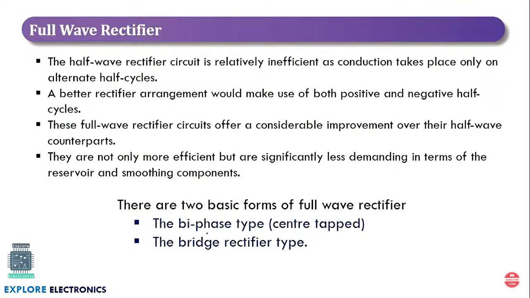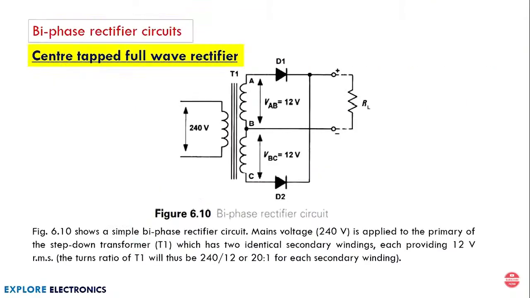So basically we have two types of full-wave rectifiers. One is the biphase type, called the center-tapped full-wave rectifier. And we also have the bridge type rectifier. We'll see them one by one now. First we have the center-tapped full-wave rectifier.